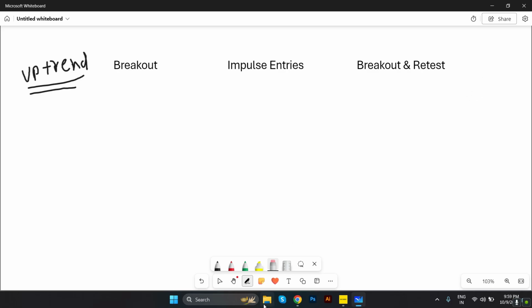Okay, so right now we will talk about impulse entries. What are impulse entries? Let's just say you are in an uptrend. Price is making higher highs and higher lows. Let me draw some candles. Okay, this is a bullish candle. The next candle wicks down and starts pushing up, and you are getting these trending candles.